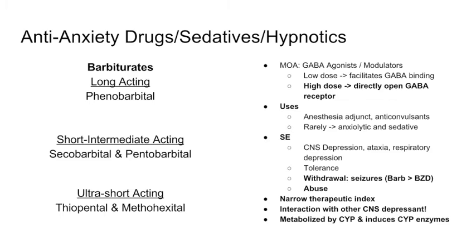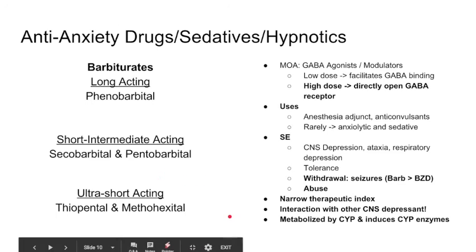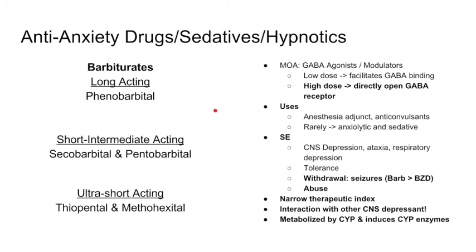So if we're directly opening the receptor, we're going to have a lot more problems than if we're just modulating it and allowing a more physiologic opening, but just at a more frequent time. So here are some barbiturates. We have phenobarbital, our long-acting. We have some short intermediate-acting, secobarbital and pentobarbital, and then we have ultra-short-acting, thiopental and methohexital. So these are primarily used as anesthesia adjuncts and anticonvulsants.